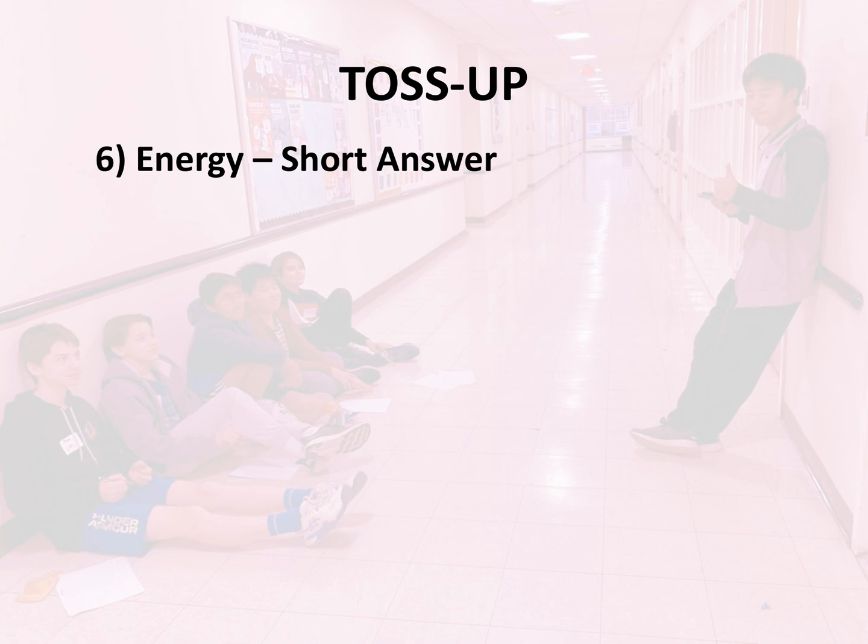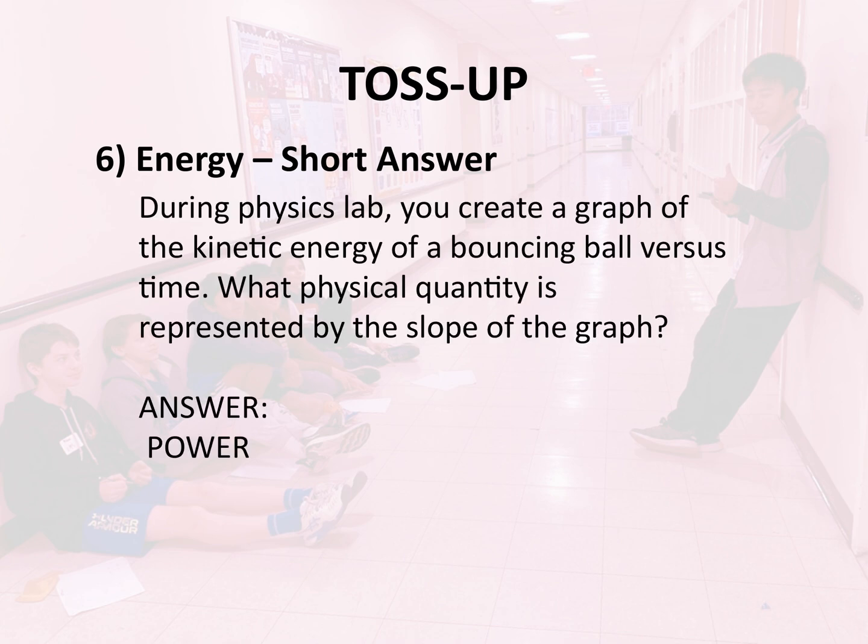Toss-up 6. Energy, short answer. During physics lab, you create a graph of the kinetic energy of a bouncing ball versus time. What physical quantity is represented by the slope of the graph? Answer: power.